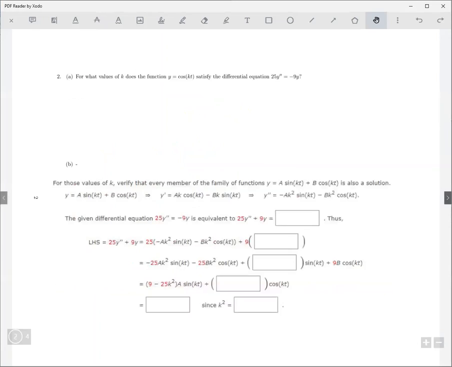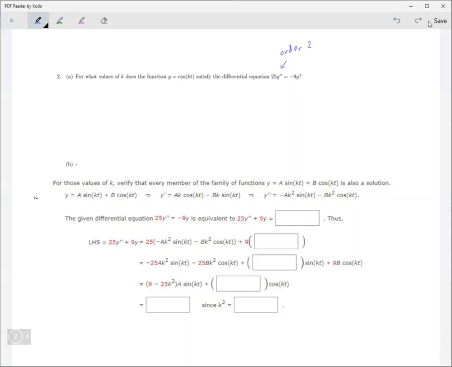Let's look at the other examples from the other homework problems. Here's another one right here. 25y double prime equals negative 9y. So here, this is the second derivative. So this one is order 2. It doesn't have the first derivative, but it has a second derivative right there. And then the unknown function y. You don't see the independent variable right here, but you still have an independent variable of t. Okay.